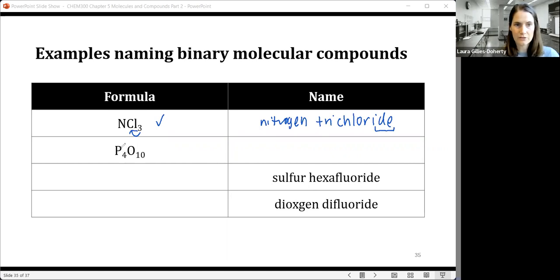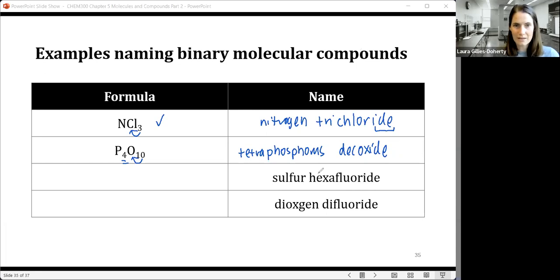Okay, next we have P4O10. So 4 is tetra. And then P is phosphorus, so tetraphosphorus. And then we have 10 oxygens. So the Greek prefix for 10 is deca. And then oxygen is oxide. And then we have that situation where we have the A from the prefix next to the vowel O in oxide. So you want to get rid of that A. So we get tetraphosphorus decoxide.